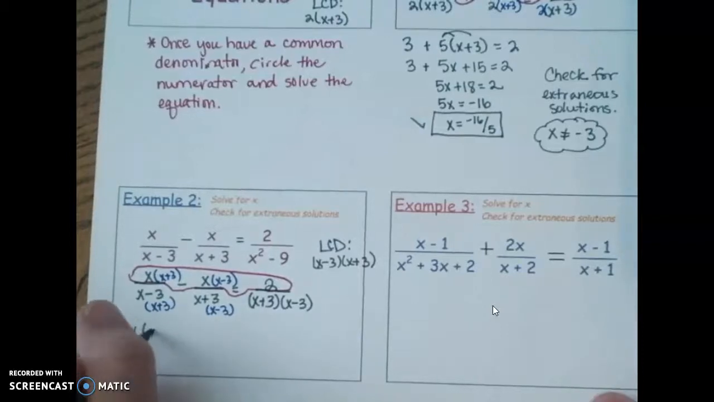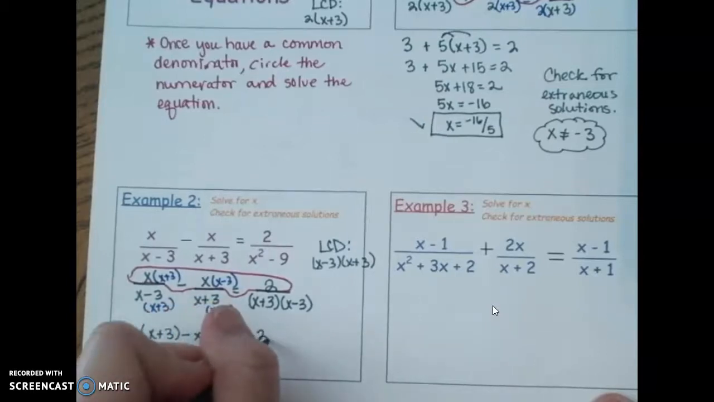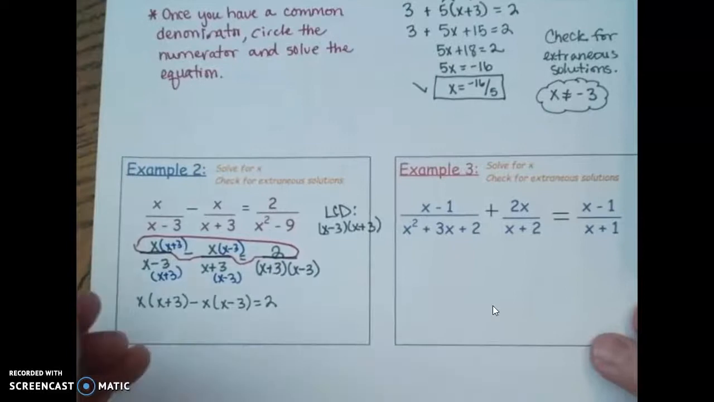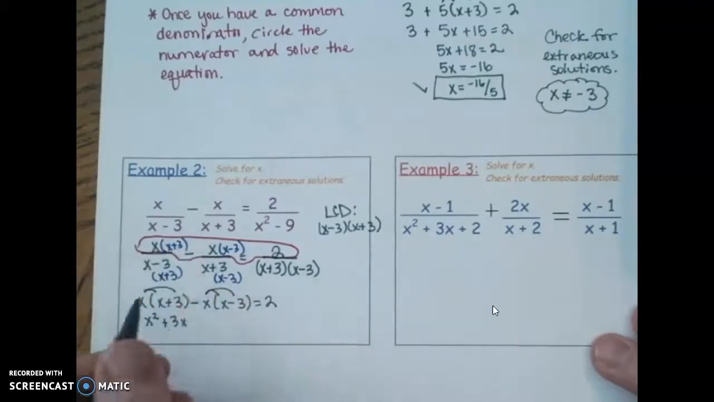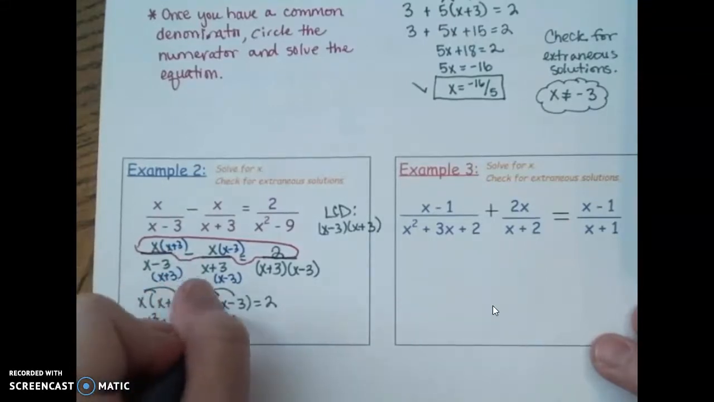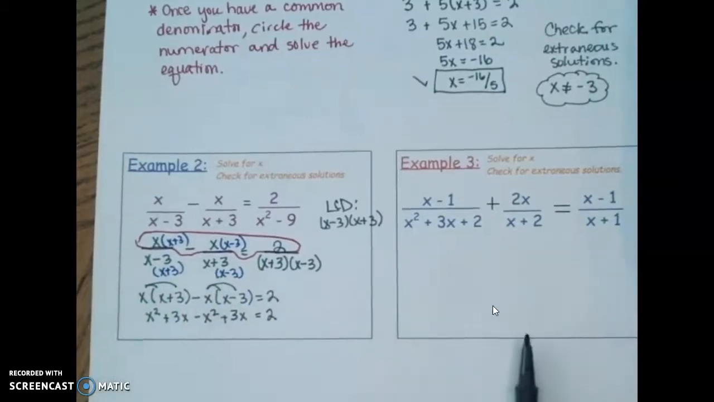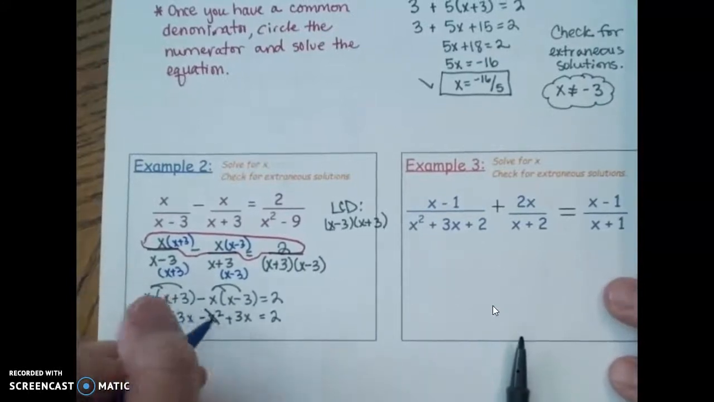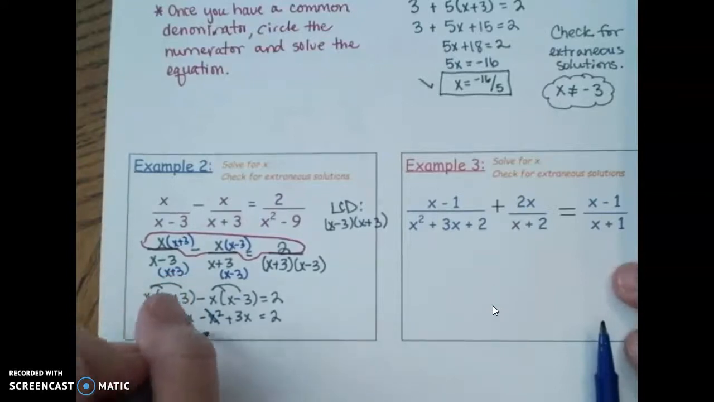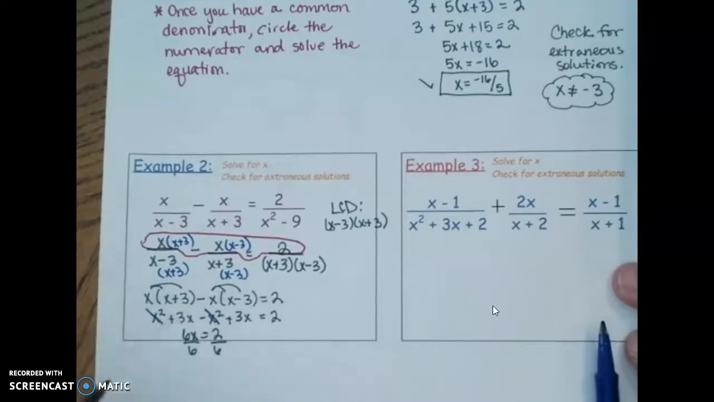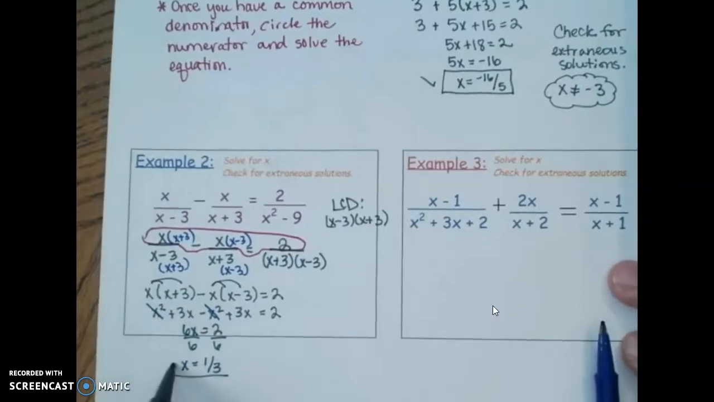So I have x times x plus 3 minus x times x minus 3 equals 2. Distribute. So we'll get x squared plus 3x. Be careful here, you're distributing a negative x, so that's going to change the signs. I can combine like terms. So x squareds are going to cancel out. 3x plus 3x gives us 6x equals 2. We would divide by 6. So when we simplify that, x would be 1/3.